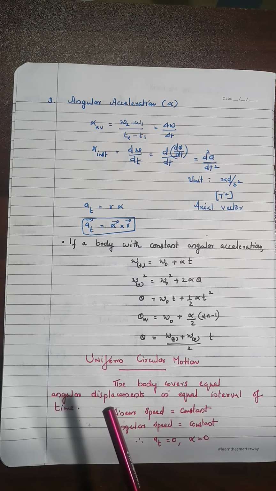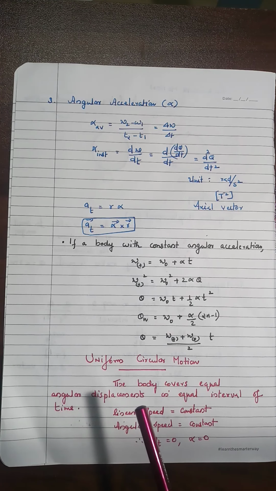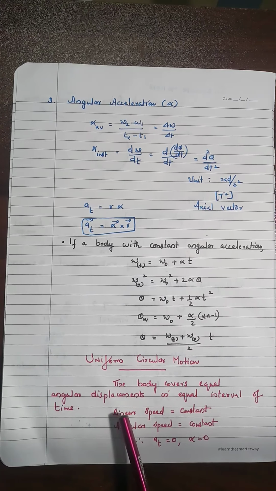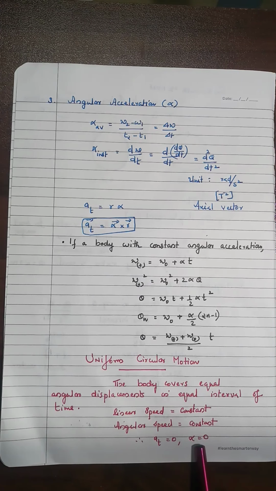You can just think about the tip of the second hand, the minute hand or the hour hand of our clock. It is the best example for uniform circular motion. Keep in mind, the body covers equal angular displacements in equal intervals of time. Keep in mind the parameters: the linear speed, not the linear velocity, is constant. The angular speed is constant. Therefore, the further quantities, the tangential acceleration and angular acceleration, should equal 0.